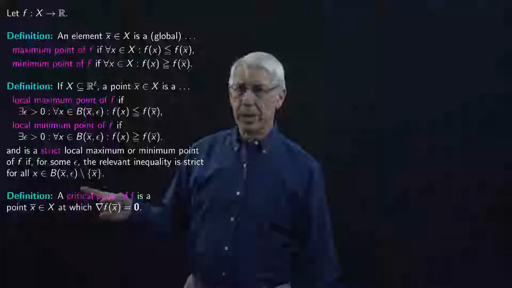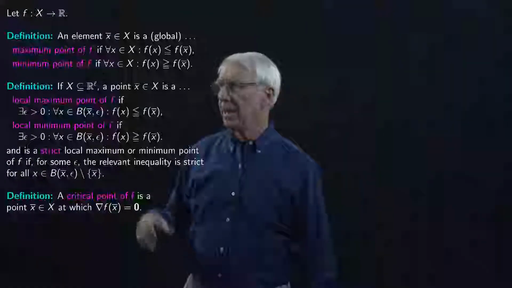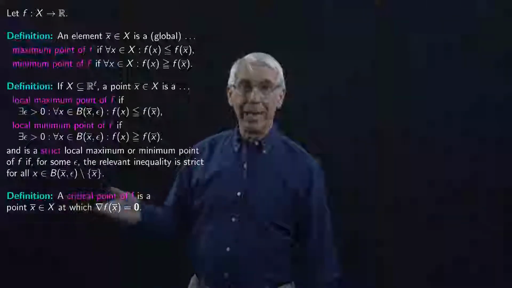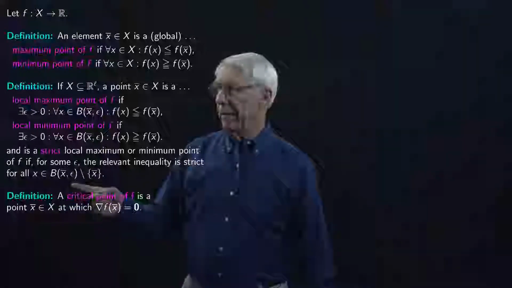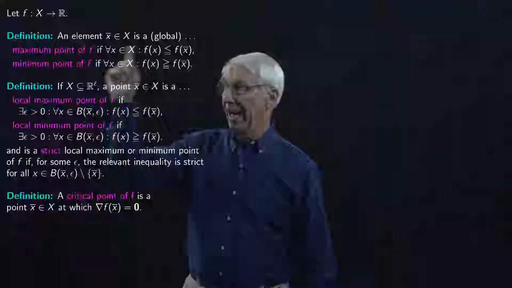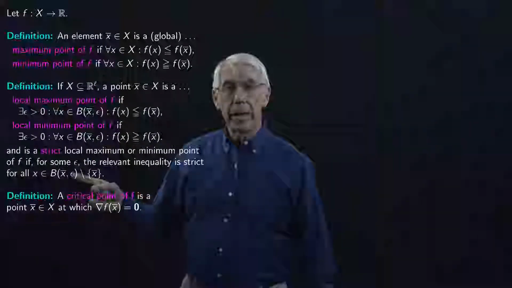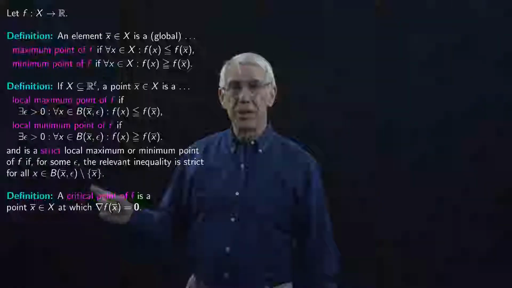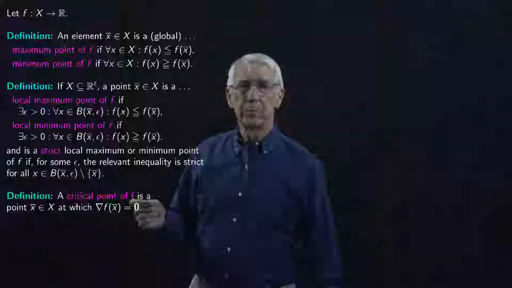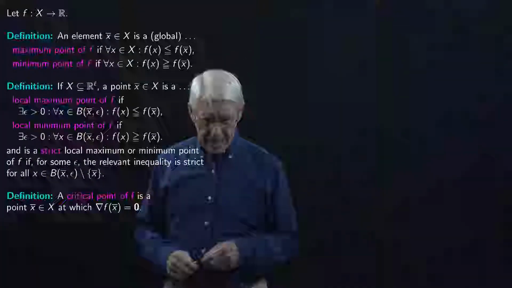And of course, when we're in R^L and not just R for the domain, the derivative is really the gradient, the vector of partial derivatives. So we would say, in the case where we're in R^L for the domain, that x bar is a critical point if the gradient is the 0 vector at x bar. So let me draw a little diagram just to distinguish some of the ideas here.